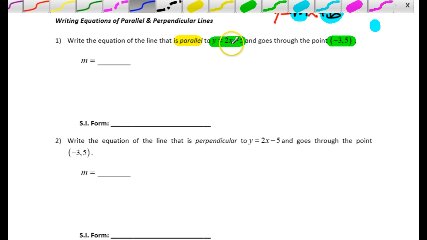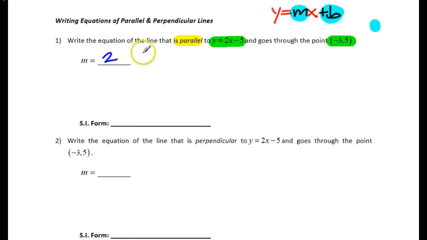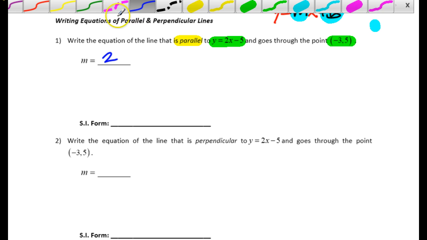If I want a parallel line to this, then remember we said parallel lines have the same slope. Well, what's the slope? 2. So a parallel line will have a slope of 2. So I got my m. Now I need my b. They didn't give me the b, but I can find it because I have my slope and I got this point.